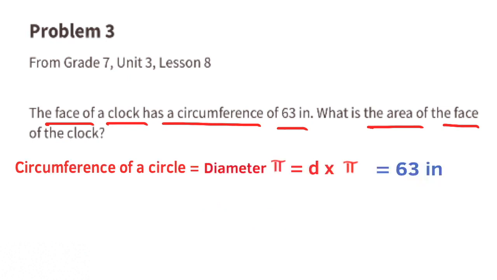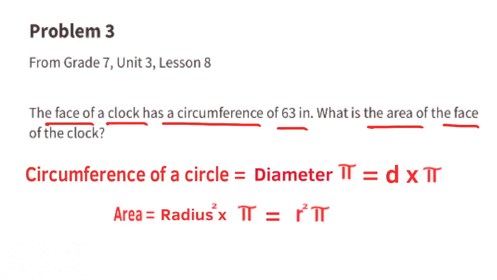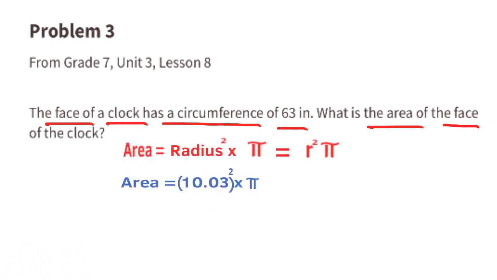We know that the circumference is 63 inches, so the diameter times pi equals 63 inches. Let's divide both sides by pi to get the diameter by itself. The diameter equals 63 inches divided by pi, or approximately 20.06 inches. That means that the radius of the face of the clock is half of 20.06 inches, or 10.03 inches. To help us find the area of the face of the clock, we can substitute the r with 10.03 inches.